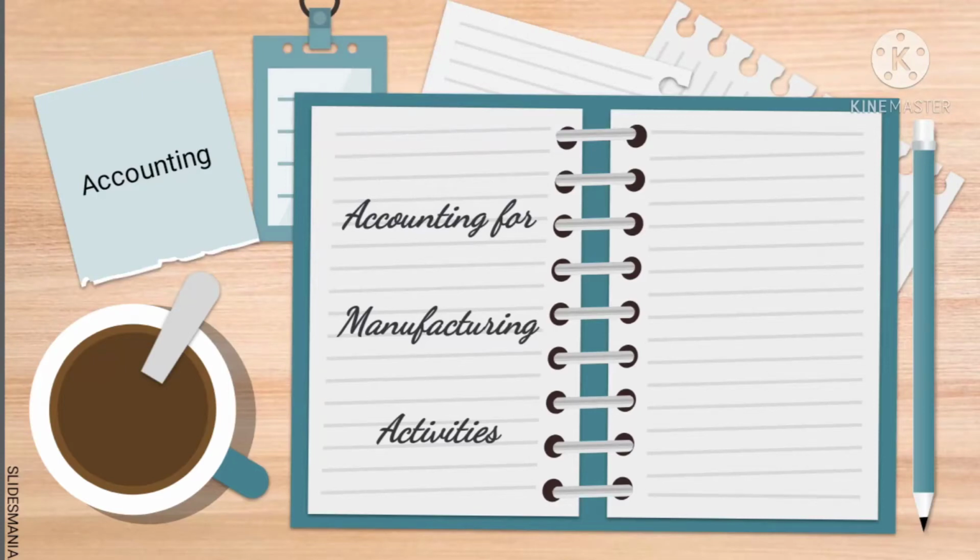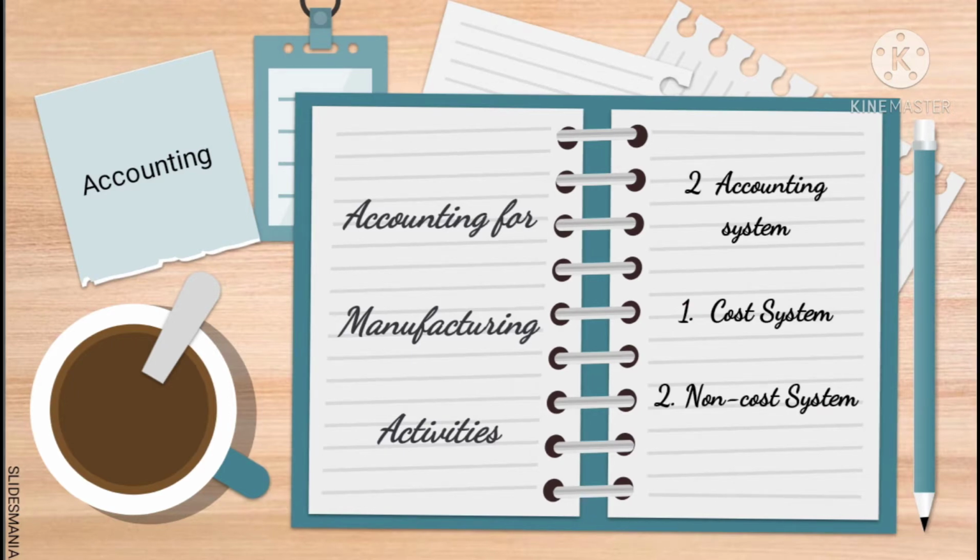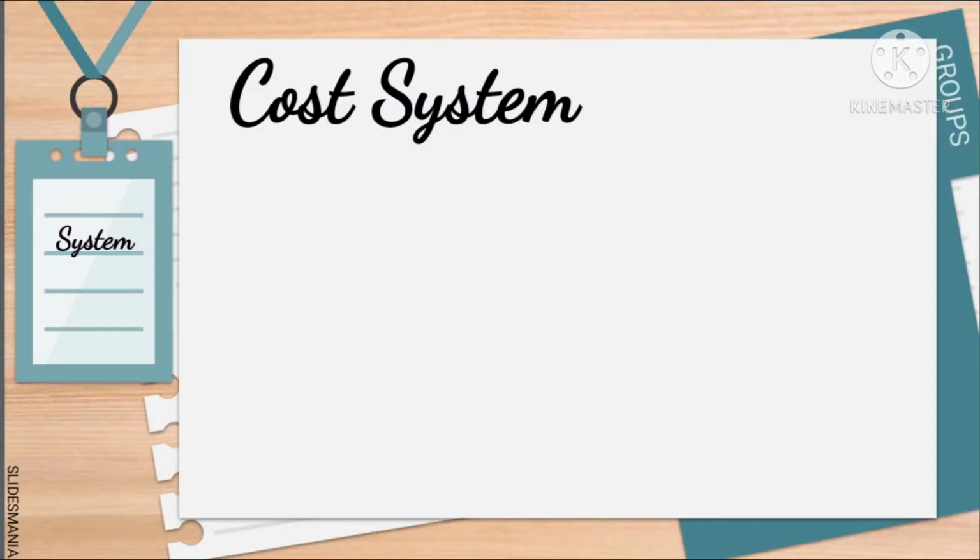Good day. Let's talk about accounting for manufacturing activities. We have two accounting systems that will be used in accounting for manufacturing activities. First is cost system and second is non-cost system. So, what is cost system?